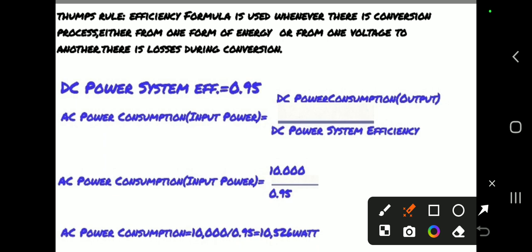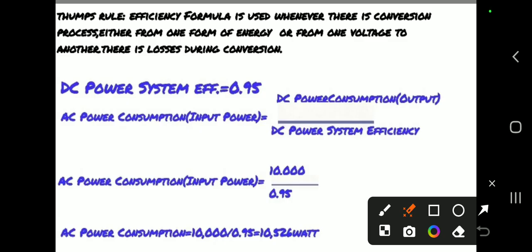And there's always a loss during the conversion. So we will see the loss in our calculation now. Knowing that the efficiency of the DC power system, which is the rectifier system on that site that converts alternating current to direct current, is 0.95.